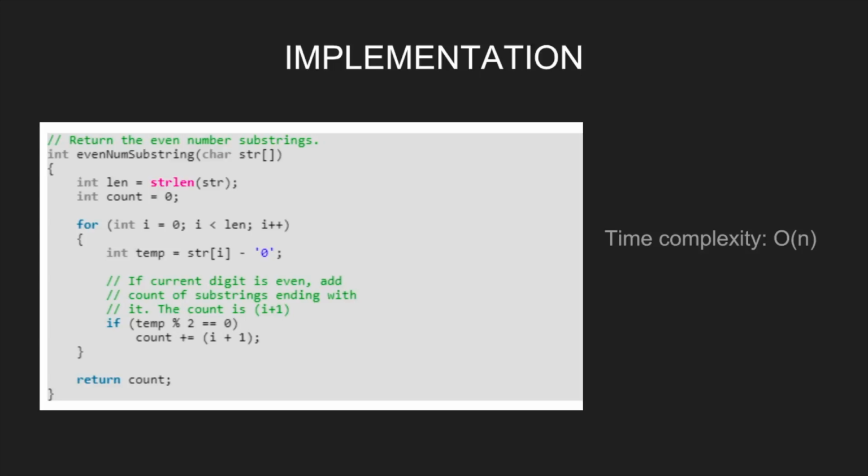Let's look at the implementation. Len is the length of the string and we initialize count as 0. If the current digit is even, add the count of substrings ending with it. That is, add to count i plus 1. Finally, return the value of count.